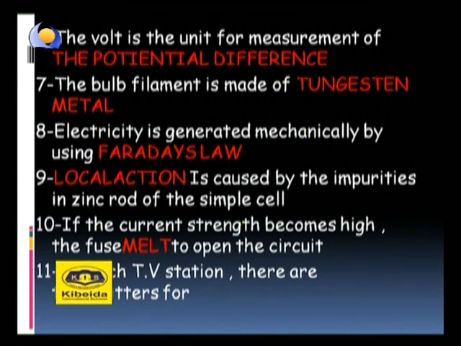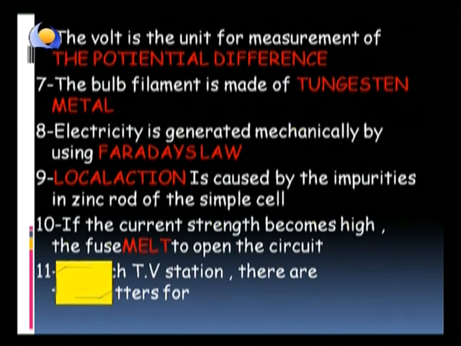One of the disadvantages of the simple cell is, one, polarization, and two, local action, because of the impurities in zinc, what we call using commercial zinc. How can we treat it? By adding mercury to the cell.